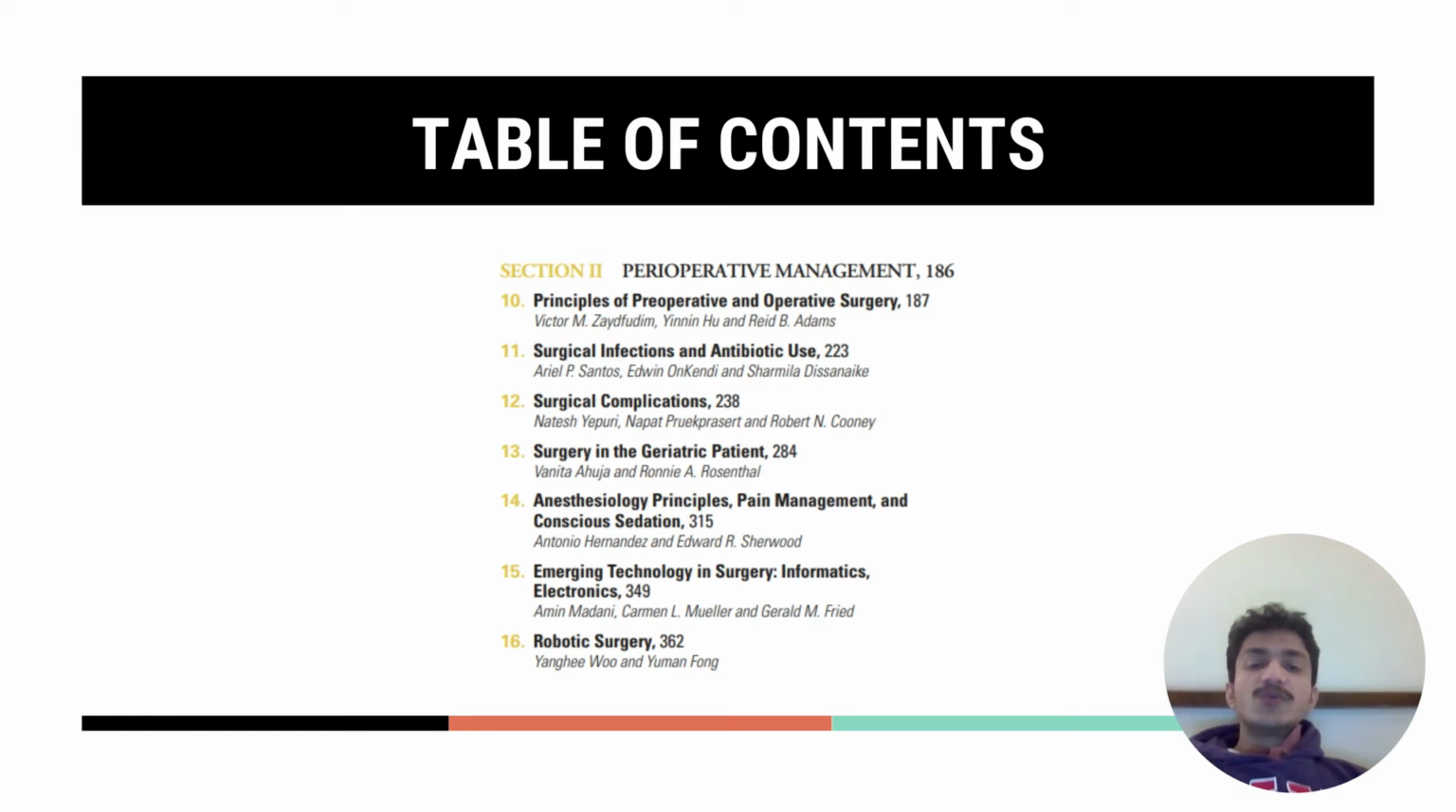Secondly, coming to section 2, perioperative management. In this, I feel chapters 10, 11, 12 are priority 1. You need to read from the first to the last page of these chapters. You cannot miss this. Chapter 13 is priority 3. You don't need to go into much detail, just screen and highlight the important points. That's it.